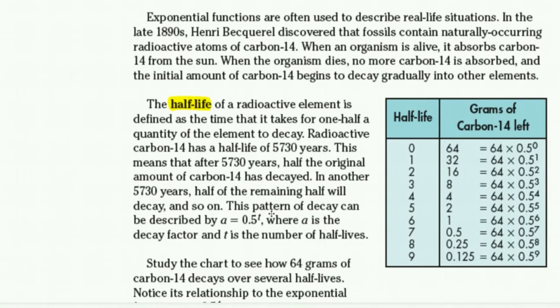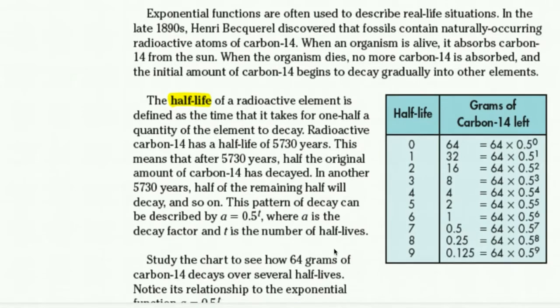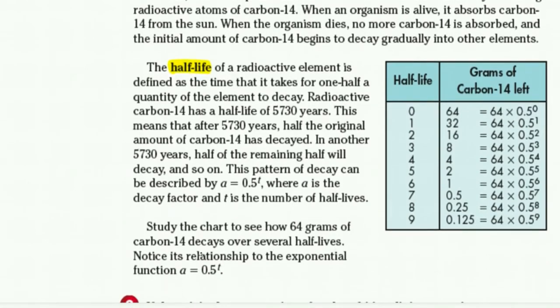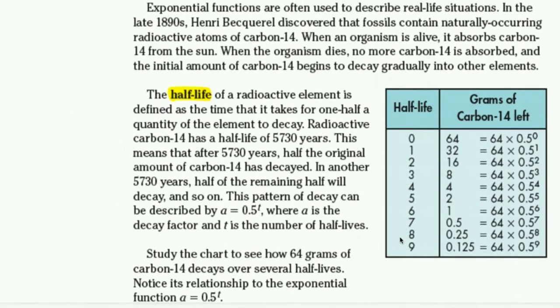This pattern of decay can be described by the exponential function a = 0.5^t. 0.5 obviously represents 1/2, where a is the decay factor and t is the number of half-lives. Let's take a look at the chart to see how 64 grams of carbon-14 decays over several half-lives. Notice the relationship to the exponential function a = 0.5^t. At 0 half-lives, with 64 grams of carbon-14, you have 64 times 0.5 to the 0 power, or simply 64.